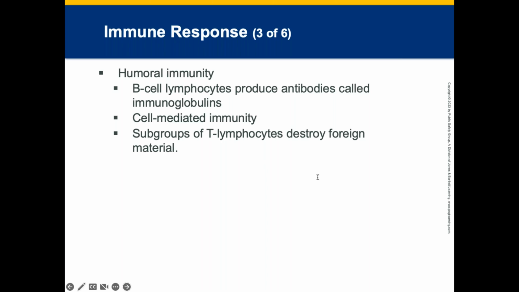So cell-mediated immunity is characterized by the formation of a population of lymphocytes that can destroy foreign material. And these are our subgroup of T cells. So remember, T cells help destroy materials, while your killer T cells, helper T cells, suppressor T cells, memory T cells as well. So these are our different T cells that help as a subgroup to come in and destroy that foreign material within your body.